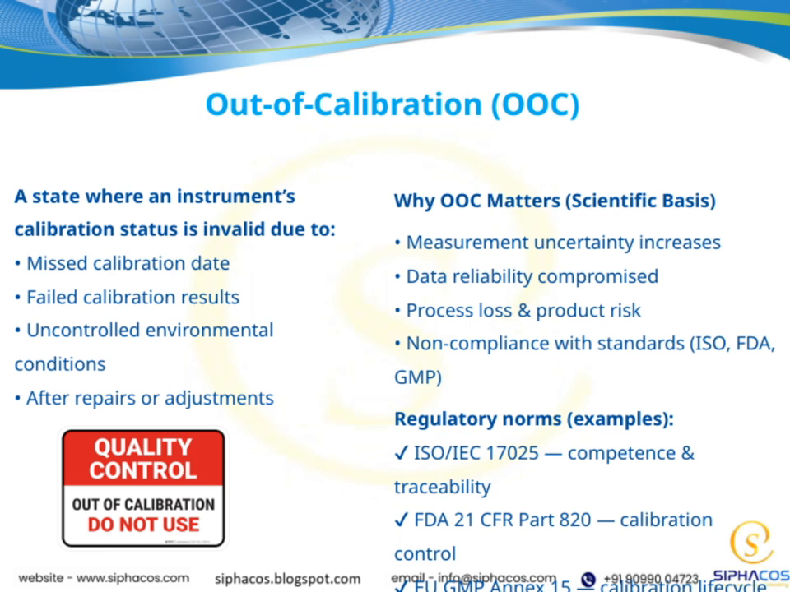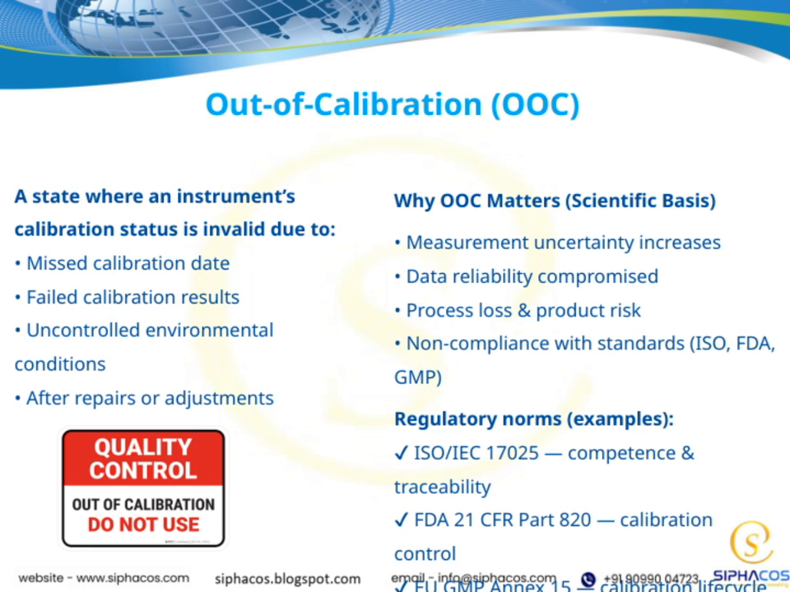Let's take a moment to understand why out-of-calibration, or OOC, really matters from a scientific perspective. When instruments go out of calibration, measurement uncertainty tends to increase. This means our data becomes less reliable, which can have significant implications for decision-making and quality control. If the data isn't trustworthy, it can lead to process losses or even product risks, affecting both safety and compliance.